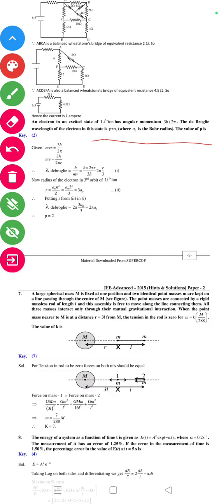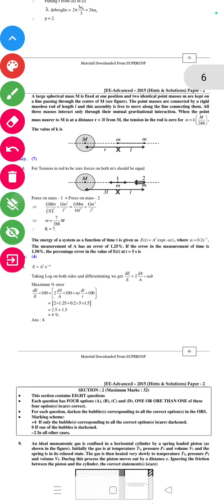Now the radius of the electron in the third orbit of the Li2 plus ion, r is equal to a naught n square by z, and a naught into 3 square by 3 is equal to 3 a naught. Putting r from the 2 in the 1, lambda de Broglie is equal to 2 pi into 3 a naught by 3 is equal to 2 pi a naught, so p is equal to कितना आ जाएगा 2, तो इसका आंसर आएगा 2.